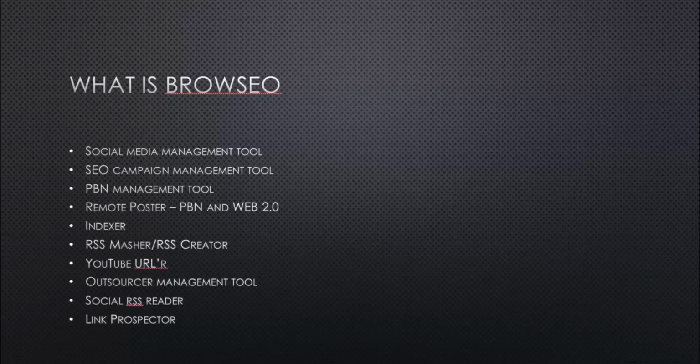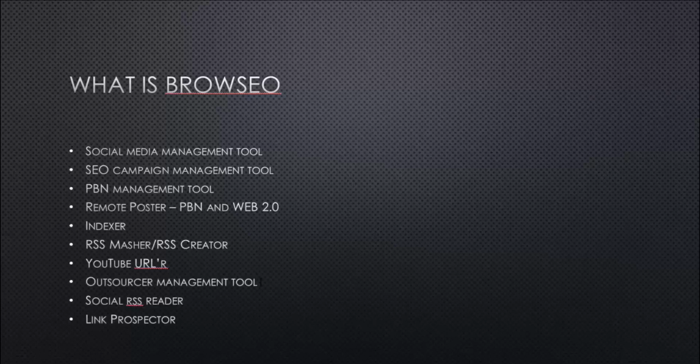And then the RSS Creator creates an RSS feed out of just regular websites. So you can take your Web 2.0s and create an RSS feed out of that, and then submit that to RSS directories and bookmark that, and so on and so forth. And then the YouTube URL is a pretty neat little trick. What it does is it takes one YouTube URL and creates 22 variations, and you can then stick that in the RSS Masher and the indexer and ping those, and that's great for ranking YouTube videos instantly in YouTube and in Google.